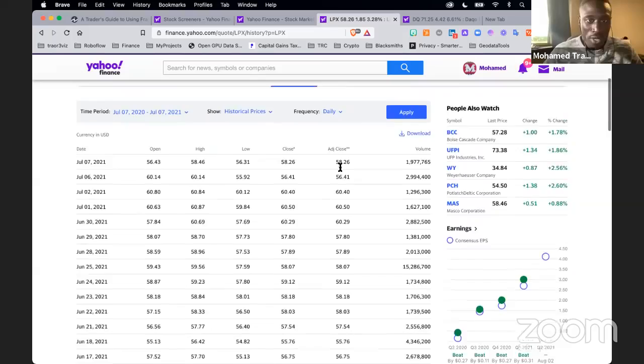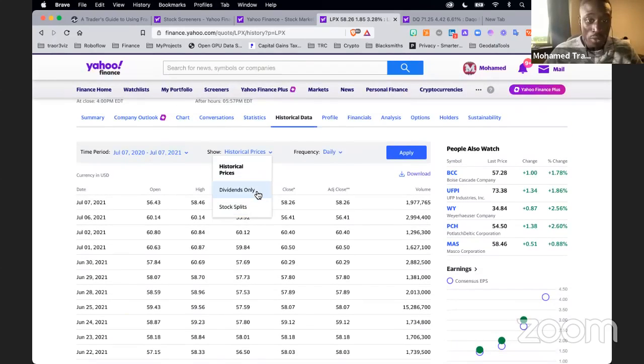Volume is how much is traded on each and every day. So I see the historical prices. I can do dividend only. I can do stock split days. I can pick the time trend as well. Default is a year, with frequency daily, weekly, or monthly.